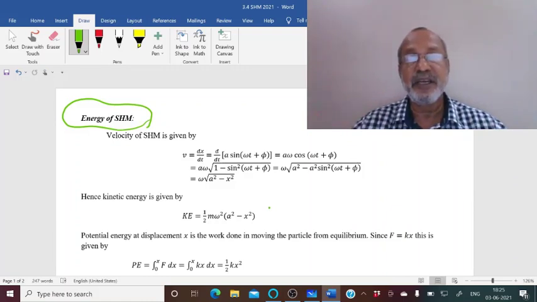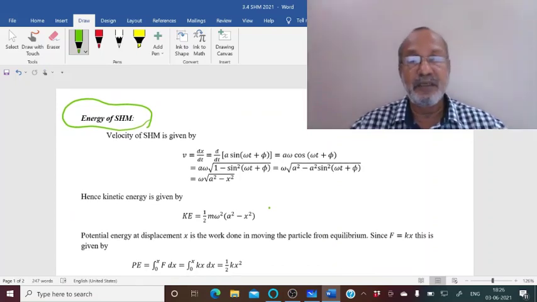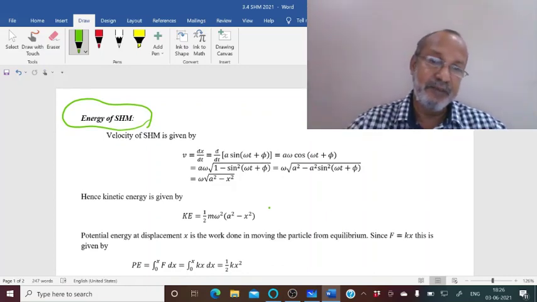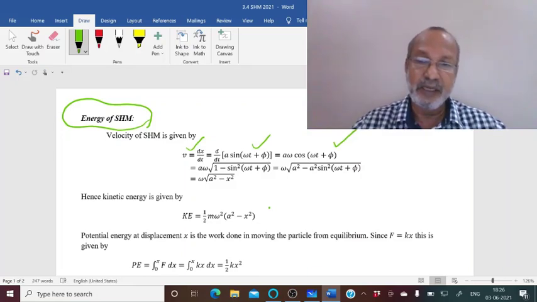You know that kinetic energy is given by half mv square. So we will calculate v. Already we have derived the equation for velocity of SHM. We will derive that in a different manner here. We know that v is equal to dx by dt and x is equal to a sin(omega t plus phi). So this is a omega cos(omega t plus phi).